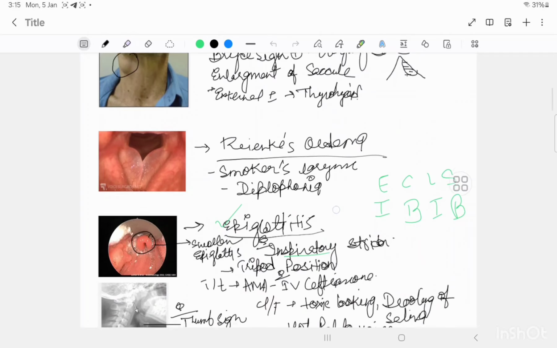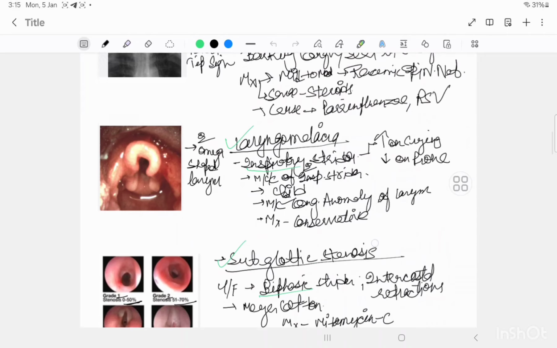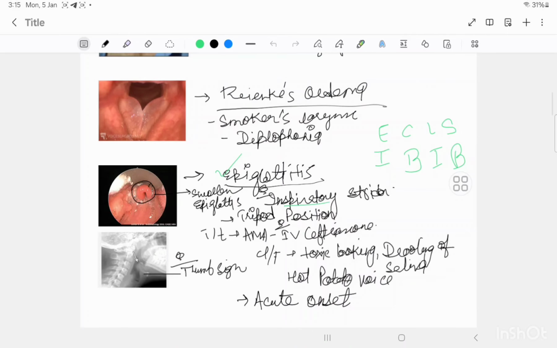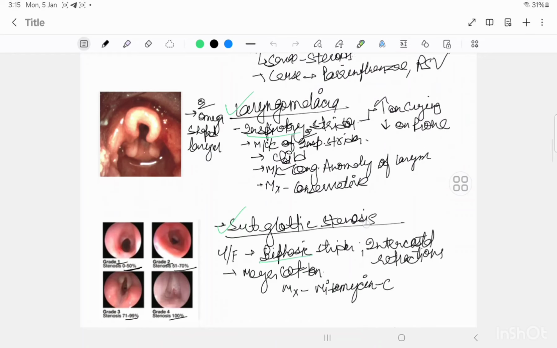Now it's ECLS: epiglottitis, croup, laryngomalacia and subglottic stenosis. Remember, in this sequence only, ECLS like ACLS, it is inspiratory, biphasic, inspiratory and biphasic. Usually these four are asked and we get confused, so this is the mnemonic for this.